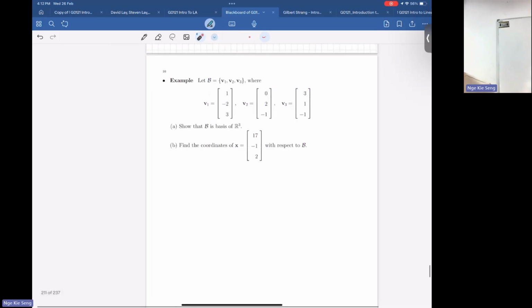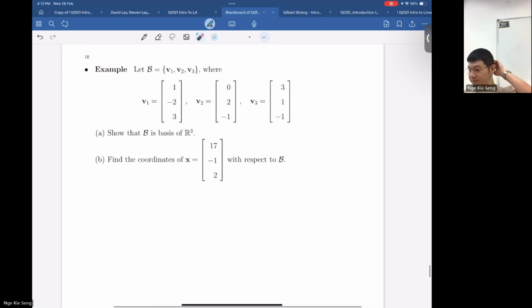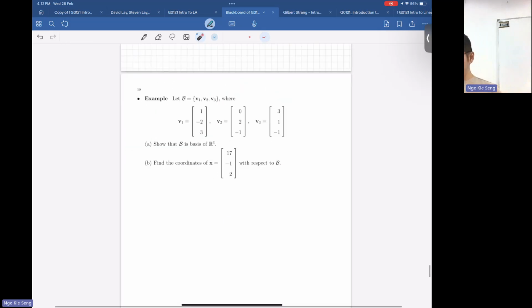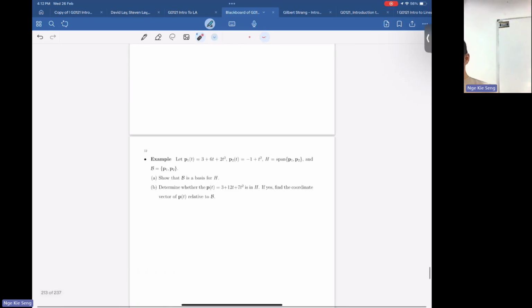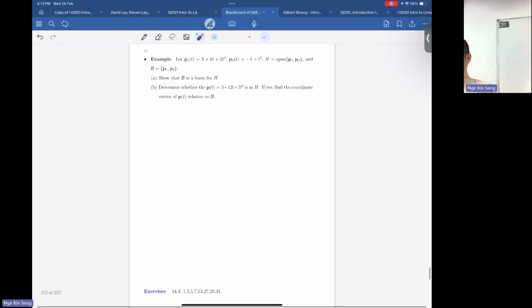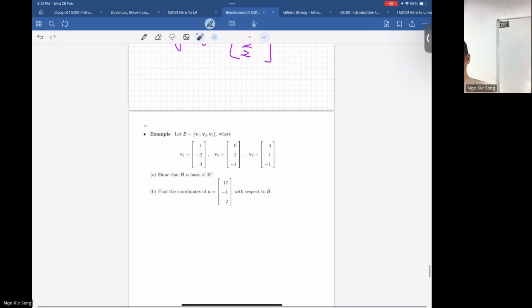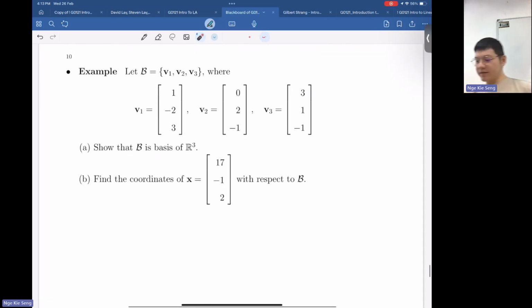So let's continue discussing. Let's do one example on Rn and then one example for polynomial. And then the other one we leave for homework. Okay, so let's do this. Show that B is a basis of R3.